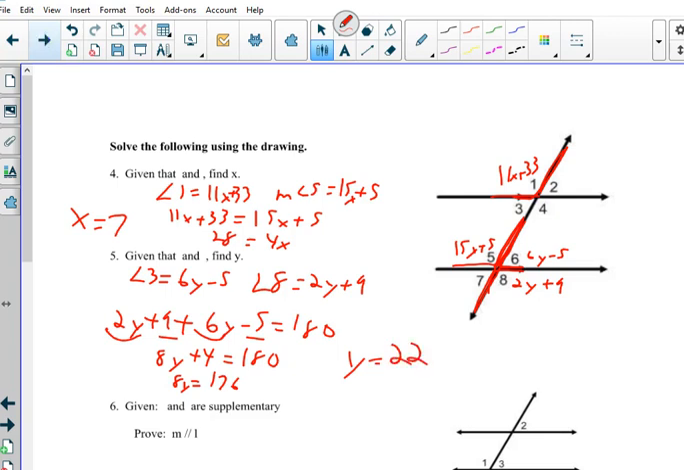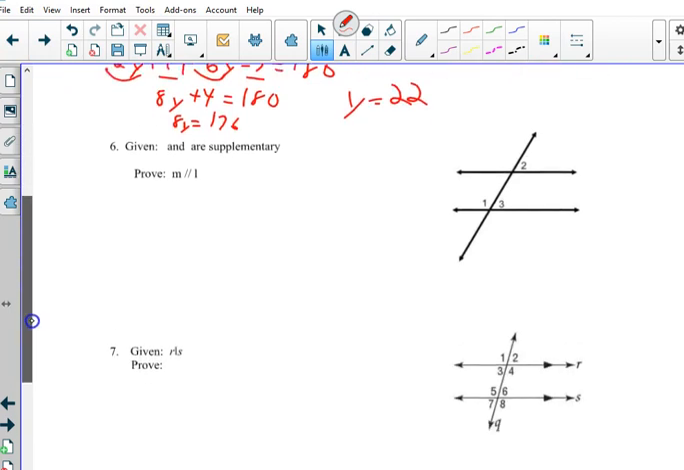Now remember, the directions just say find x, find y. But make sure you pay attention and see if it's asking you to find x, find y, find just the angle, or x and the angle. Pay attention to the directions.